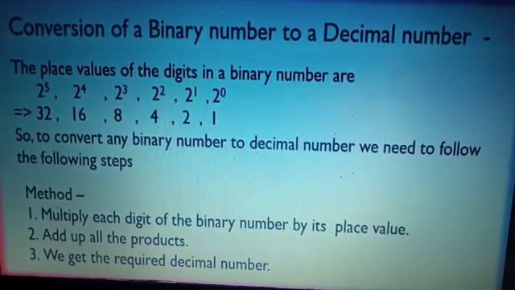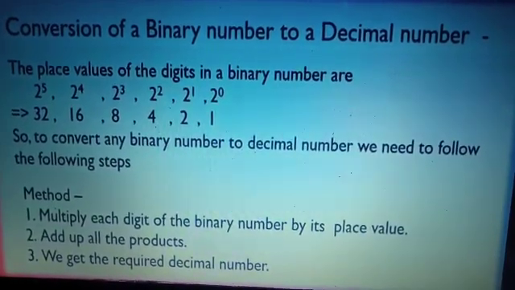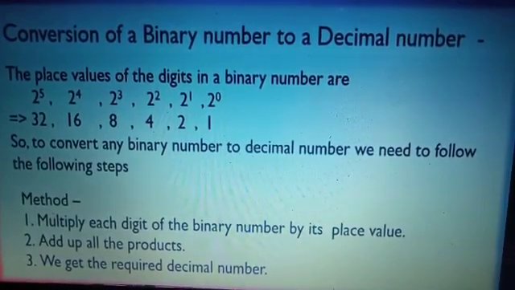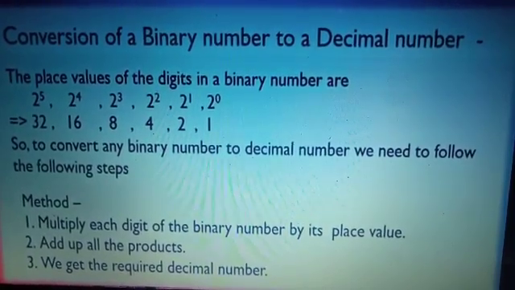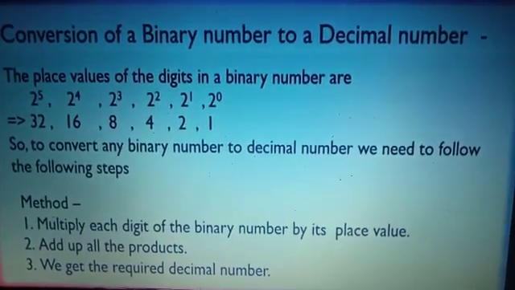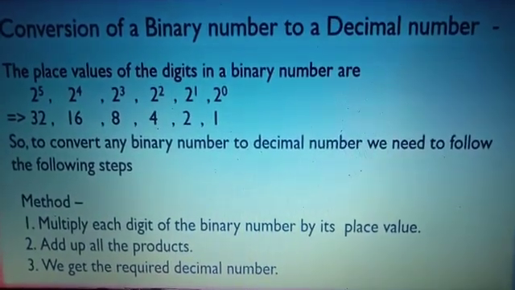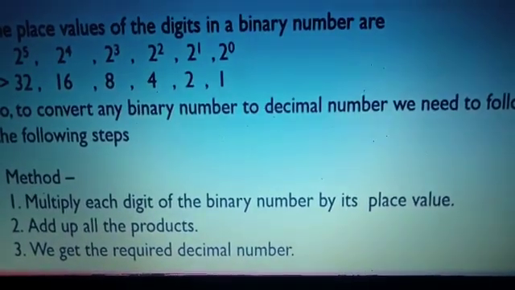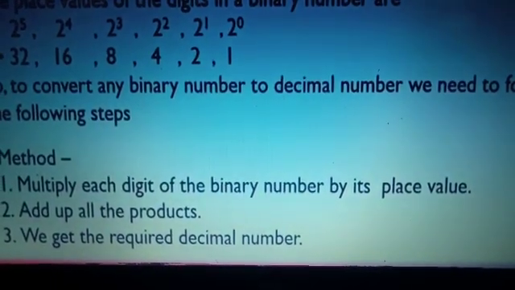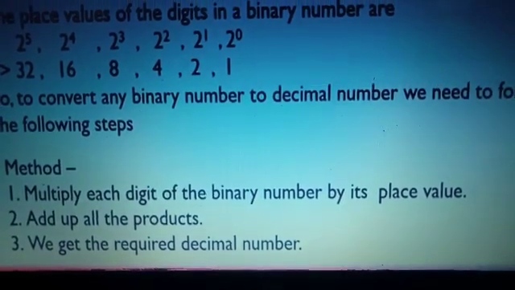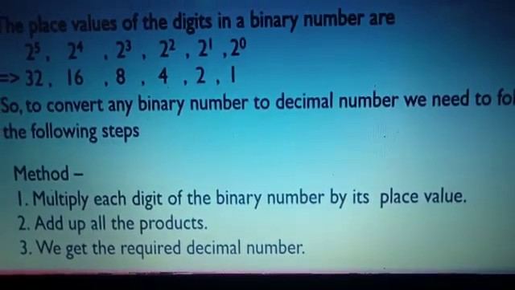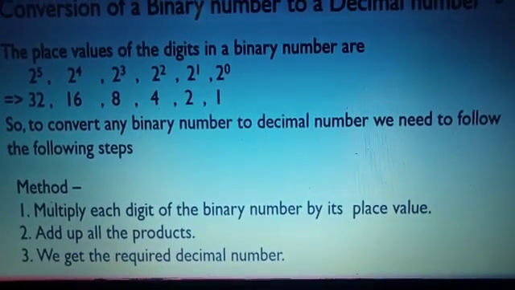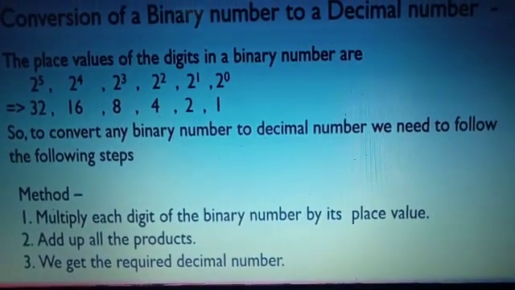To convert any binary number to decimal number, we need to follow the following steps. First step is what? Multiply each digit of the binary number by its place value. And add up all the products. After that, you get the required decimal number.